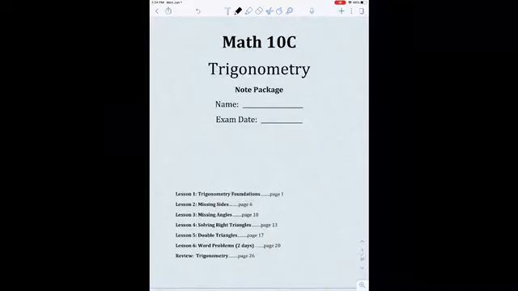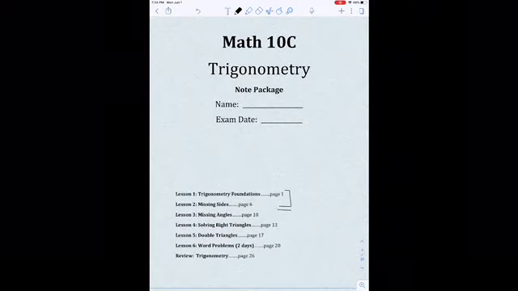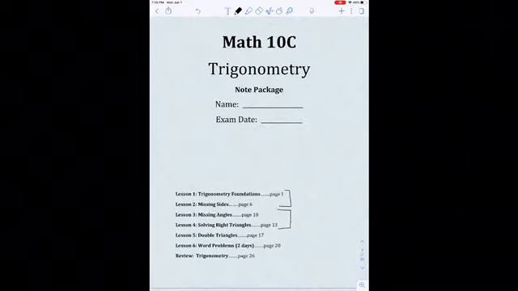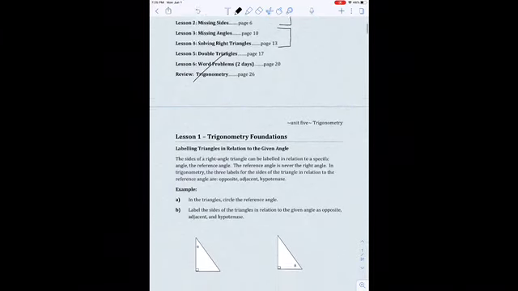All right, Math 10s, our last unit to go, trigonometry. This week we're going to do lessons 1 and 2. Next week we do lessons 3 and 4, and then we are finished, okay? Because we're in a pandemic, we're not going to do the last 3 lessons, okay? Let's look at the first lesson.